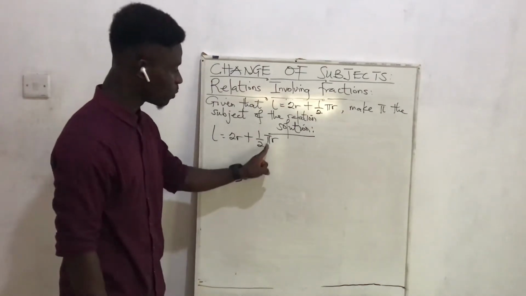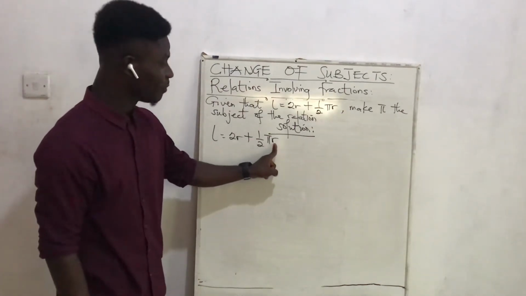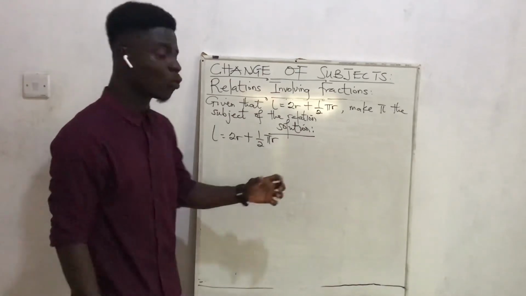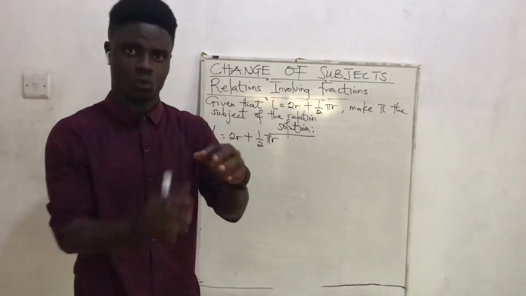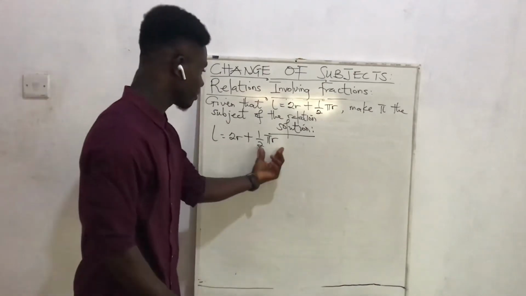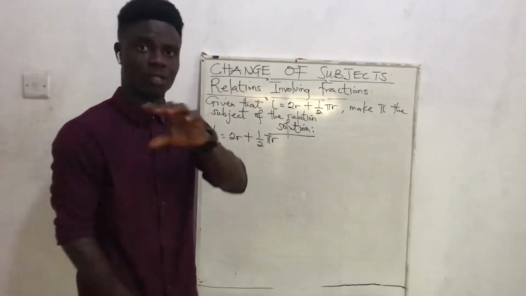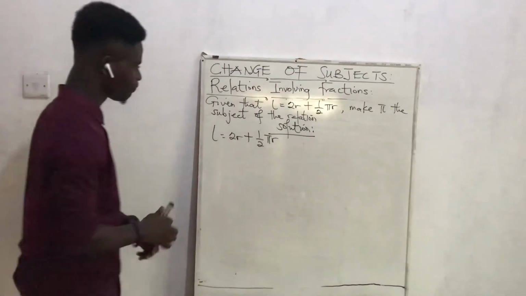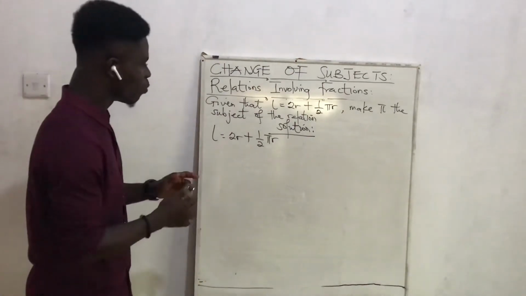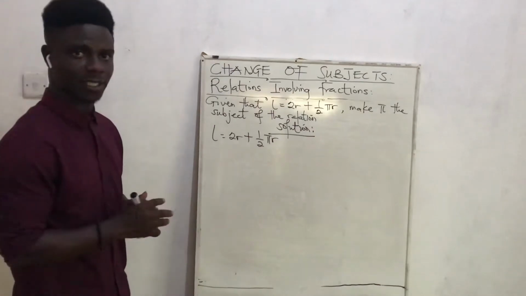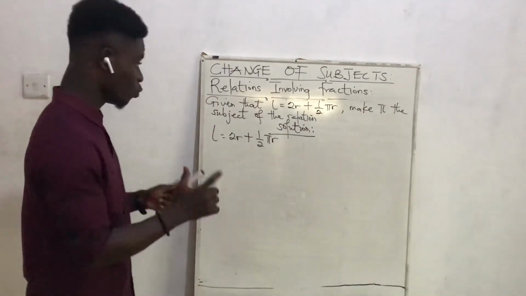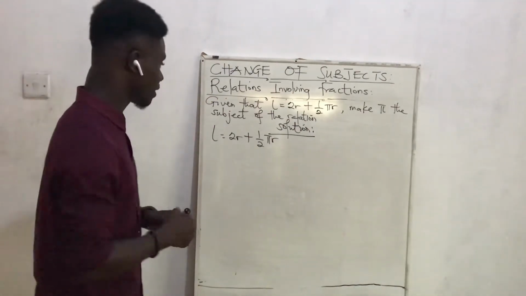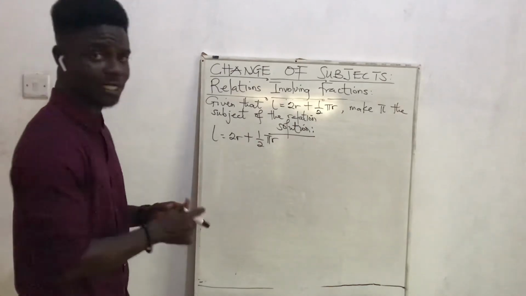Now 1 on 2 is multiplying pi and at the same time multiplying r, so they are together as one. Alright, we want to make pi the subject. Now we have two methods here, so don't worry, I'll give you both methods and how you can solve this question very easily.